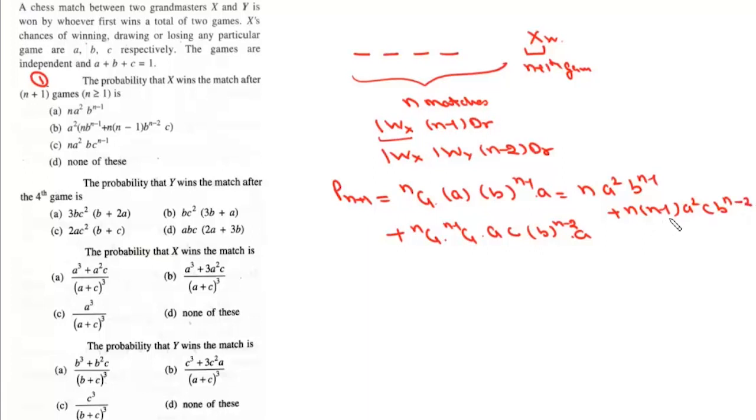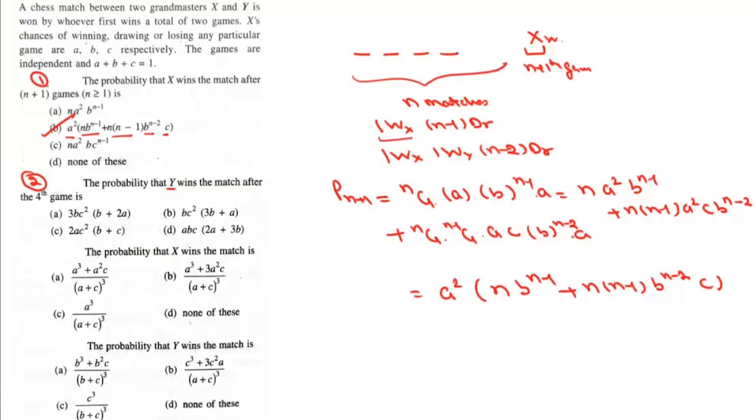Now we can take A square common. So if we take A square common, we can write this as A square times n B to the power of n minus 1 plus n minus 1 B to the power of n minus 2 into C, which is your option B.